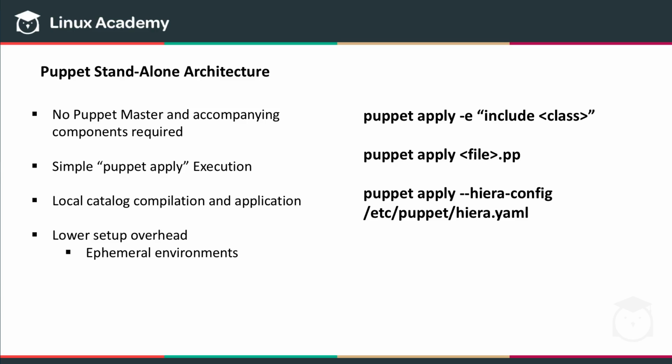So in contrast to the typical architecture, the Puppet Master Agent architecture, we have the Puppet Standalone architecture. No Puppet Master setup is required in a standalone architecture. It's executed through a simple Puppet apply execution on the node that is intended to be configured. You can configure common components like PuppetDB and Hiera. In this model, you can take advantage of those technologies, but it must be done on all the nodes.